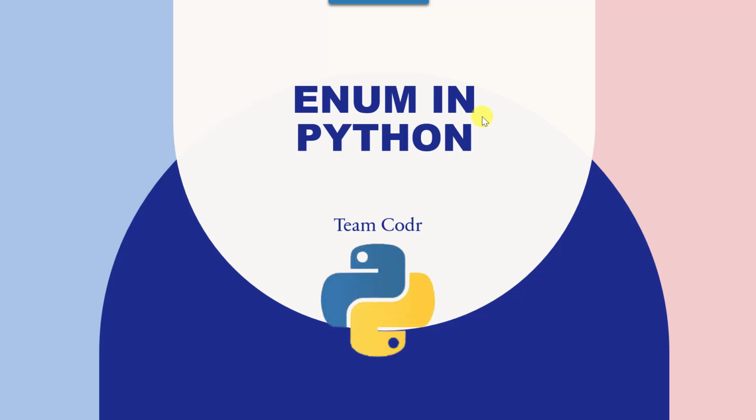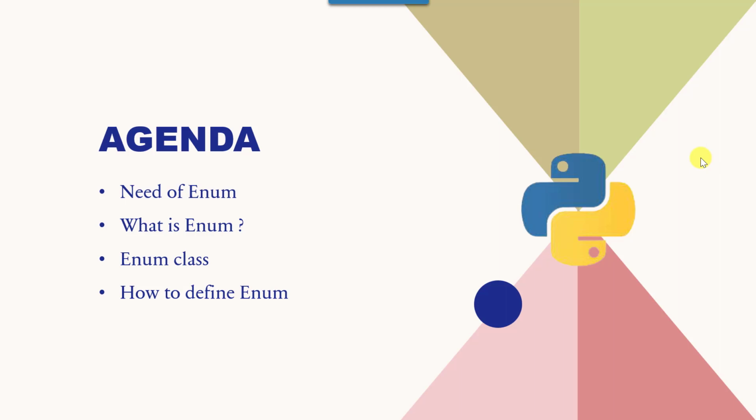Hello and welcome everyone. In this video tutorial, we will understand what enums are in Python and how we can define an enum in Python. First we will understand the need for using enum. Then we will cover what an enum in Python is. Then we will cover information about the enum class that we can use to define an enum in Python. And then in the last, we will see an example of how to define an enum in Python.